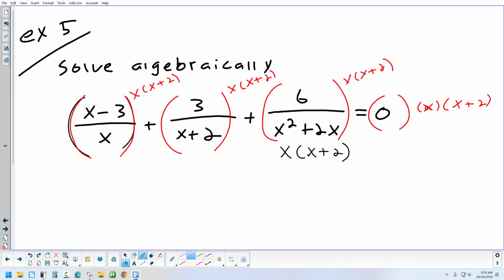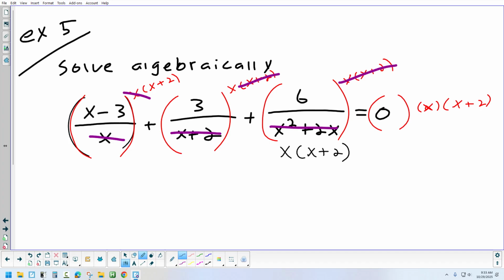Okay, now cancel what you can first. Lenz, what's going to cancel in the first fraction? X. That's good. Dario, what's going to cancel in the second fraction? X plus 2. Declan, how about the third fraction? The whole denominator.